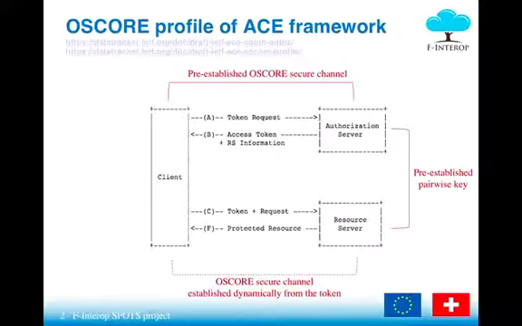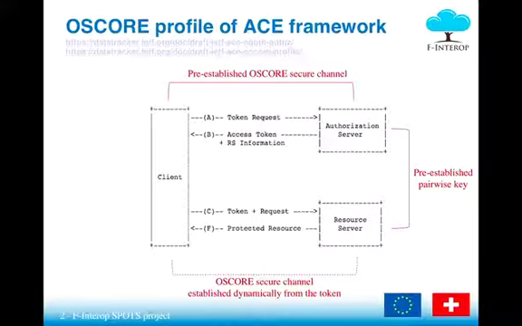The OAuth or ACE architecture assumes the presence of three entities: a resource server hosting a given protected resource, a client interested in obtaining representation of the protected resource hosted by the resource server, and an authorization server, a trusted third party that issues access tokens needed by the client to access a protected resource on the resource server.